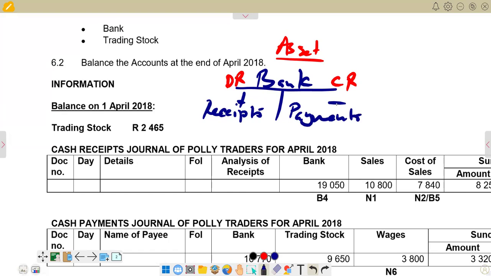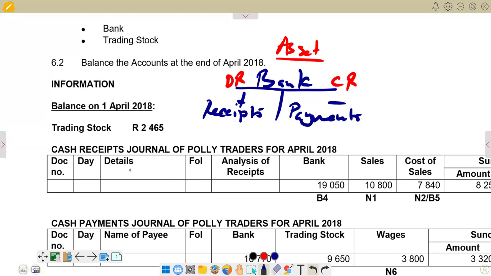So after entering this, we are now supposed to balance at the end of the period. But what you have to take note of is that whenever we receive money in the form of cash or through bank, in the form of cheque, we are supposed to debit it. And whenever we pay money through bank, we are supposed to credit it. So this is what we have. So we are just going to enter these transactions that we have.